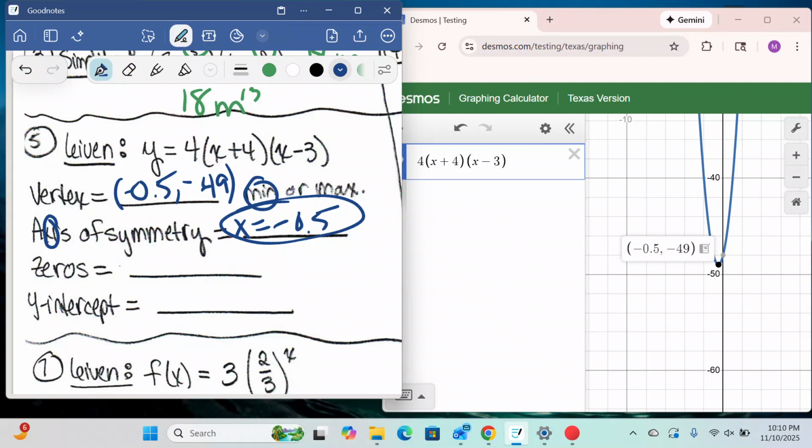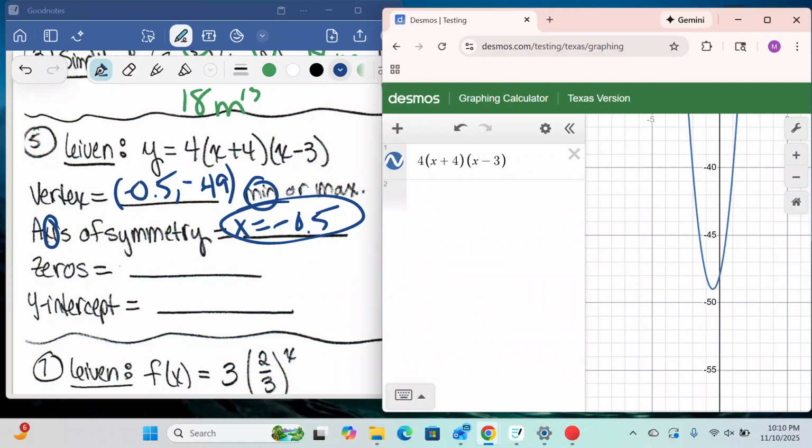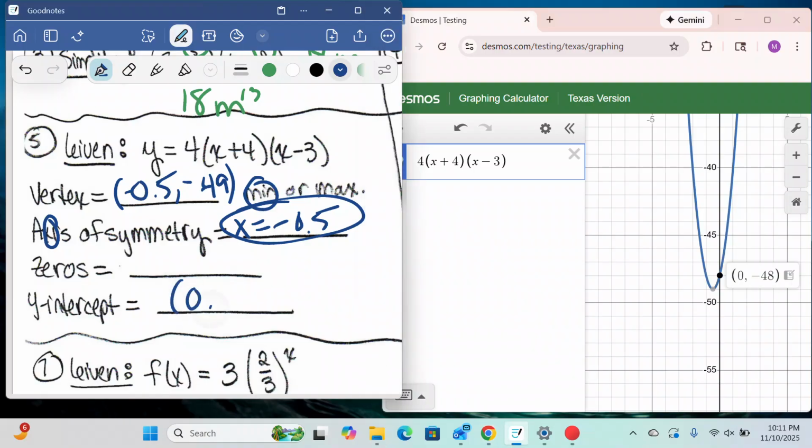Once again, why is it an axis of symmetry? Because it cuts my U shape in half, into two equal pieces. I want to find my zeros. Well, first of all, I want to find my y-intercept. My y-intercept is where this graph crosses the y-axis. It crosses the y-axis at 0, negative 48.